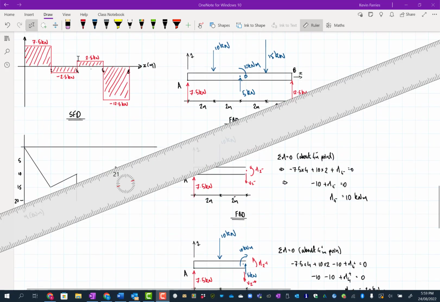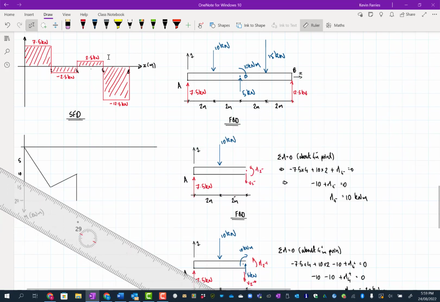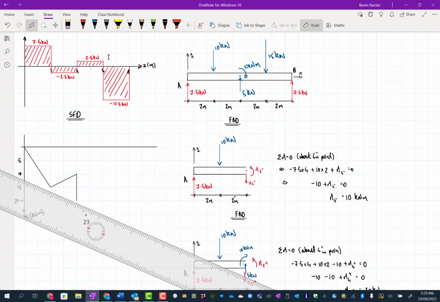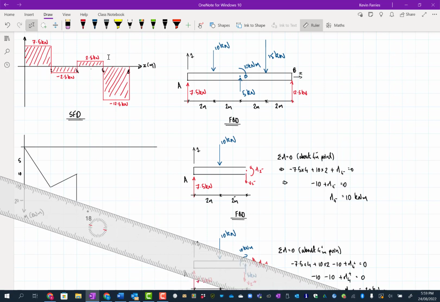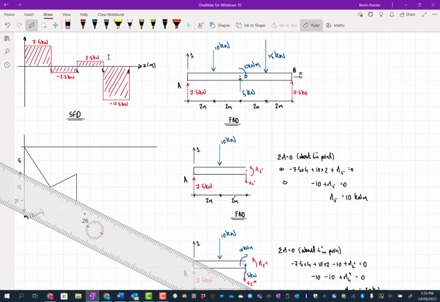After that, we just do the same as before. We're just using this rule that we look at this UDL for each meter along. The area under there is 2.5 times 1, so it's going to be 2.5 kilonewtons in the positive direction for each meter. So by the time it's gone 2 meters, it's going to have gone up by 5. It's going to go up to 25.